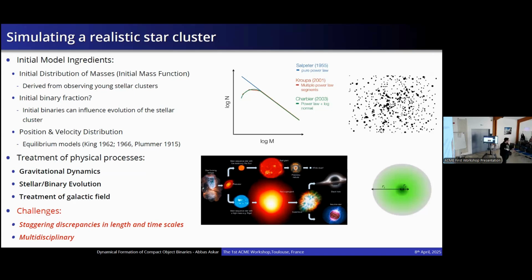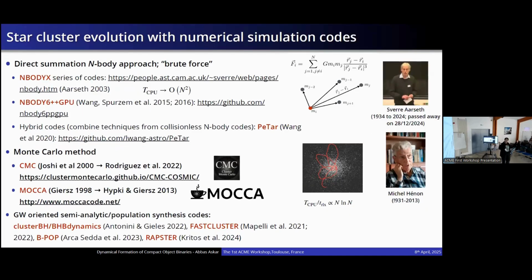In terms of the physics you need to simulate a realistic star cluster, you need a treatment for the gravitational dynamics. You need stellar and binary evolution. And then you also need a treatment of the galactic field, as these clusters are not evolving in isolation. They're within a host galaxy, and they're also losing stars because of that, so you need to take all that into account. There are large discrepancies in both length scales and time scales, and this makes the problem very challenging because it has to be multidisciplinary. You have to take into account a lot of different processes occurring at different time scales. So the way you go about simulating the evolution of these star clusters is through numerical simulation codes.